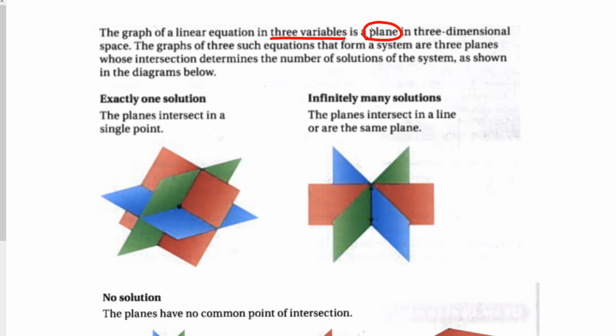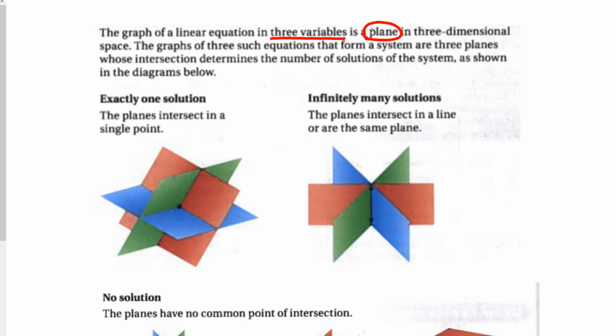So we can see some pictures here. We have a red plane, a blue plane, a green plane. Think of a plane as a surface, like a piece of paper, a wall, the floor, something like that. So a linear equation in three variables, when you graph it, you get a plane in three dimensions. And the graphs of three such equations that form a system are going to be three planes. Now, will the three planes intersect?